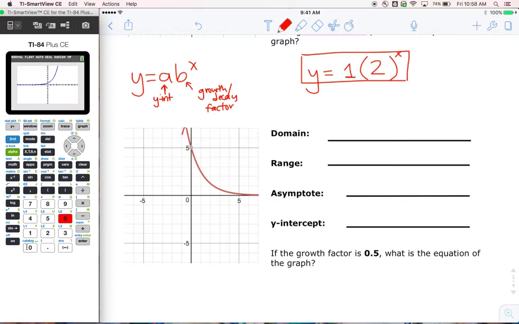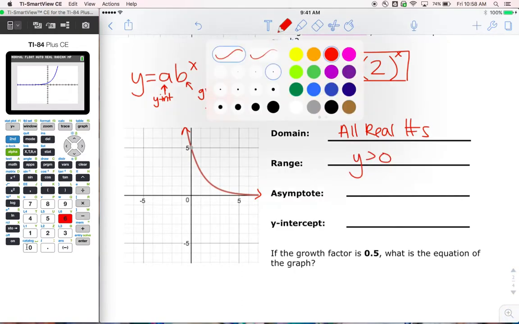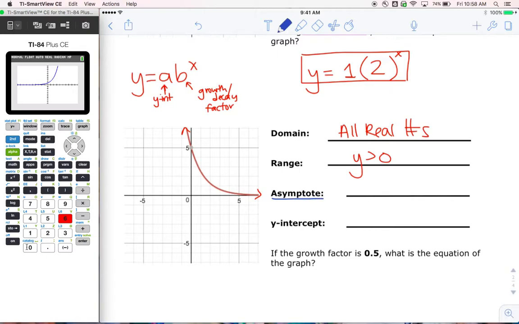Again, x's are going left and right forever, right? This is going up and left forever, left and right forever, so all real numbers for my domain. My range, again, it never actually touches the x-axis, it's just above it, so we say y is greater than 0. And why is it just greater than 0? Because there is an asymptote, right? It's never actually touching this y equals 0 line.